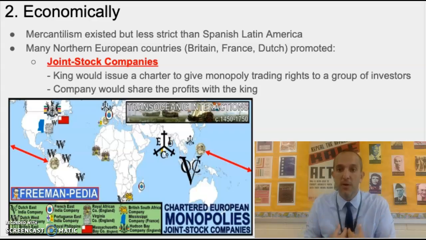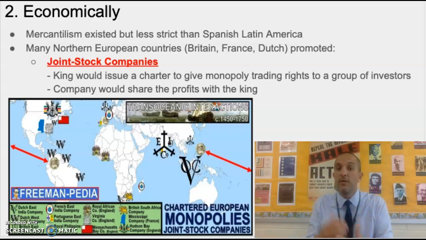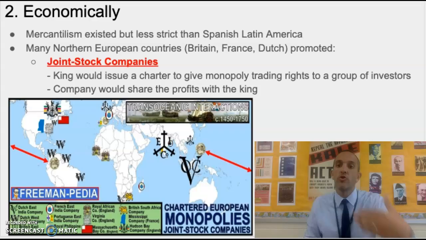Now the king is making a profit off of this because he's taxing, or getting a certain percentage of, everything the East India Company or the joint stock company makes. So that company is going to be shared with the king. The king is happy. He's making money. The joint stock company is happy because they're profitable, and their investors are happy because they are getting a return or money from their investment.